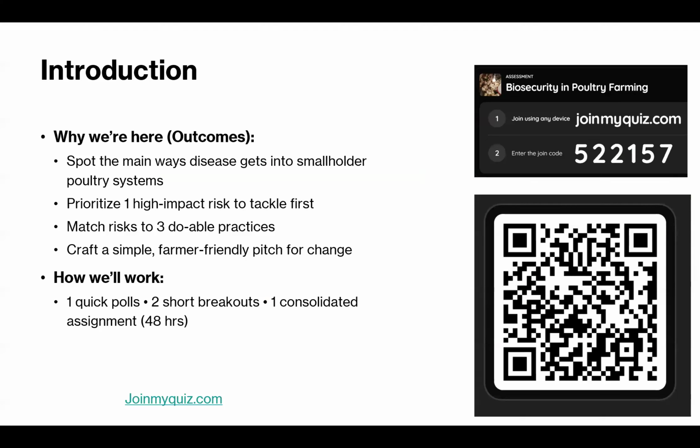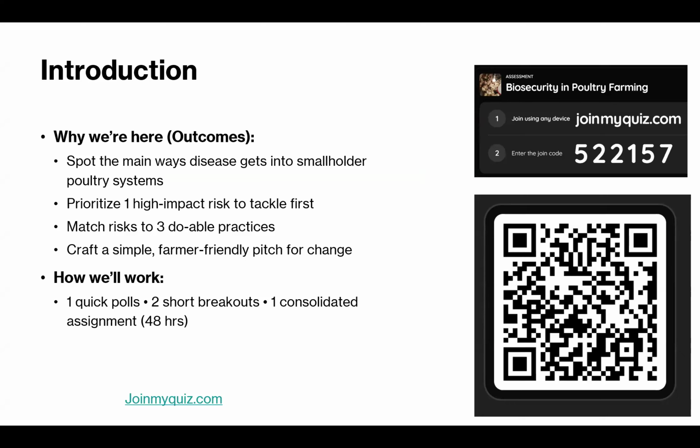So here are the learning outcomes. The first one is to spot the main ways disease gets into smallholder poultry systems. And then within the course, we're going to prioritize and rank one high impact risk to tackle first. And this is based on what you already know about poultry farms and borrowing from the earlier session, that is the first session where you discussed a little bit about poultry value chains. And then match risks to 3 doable practices.